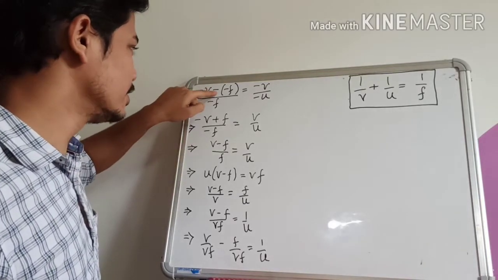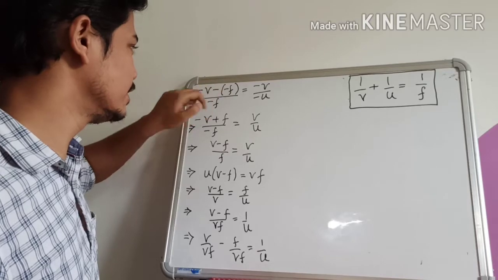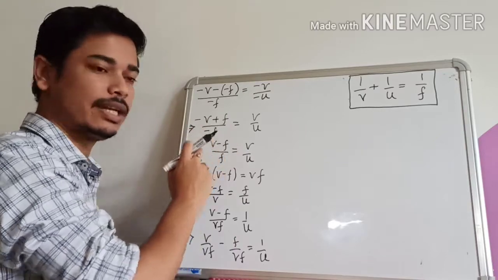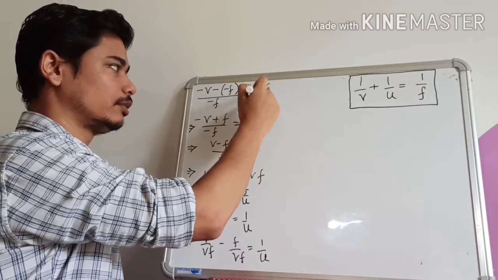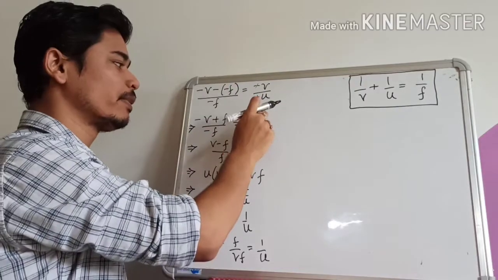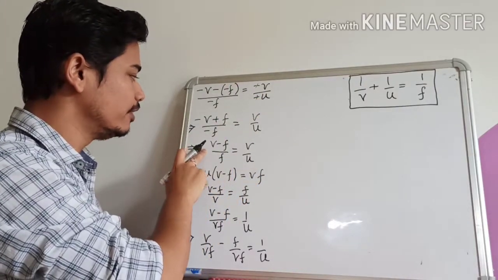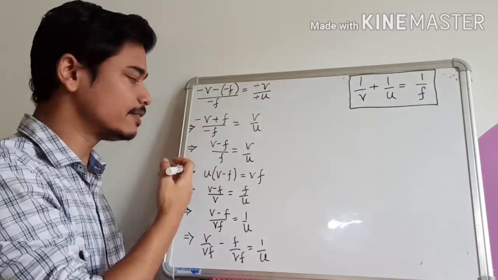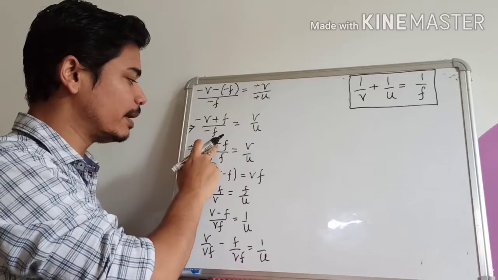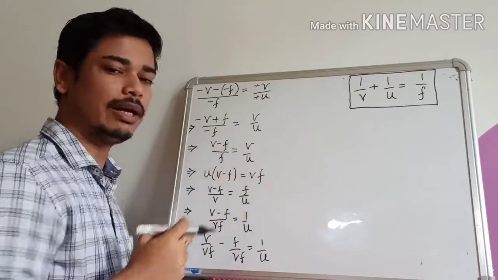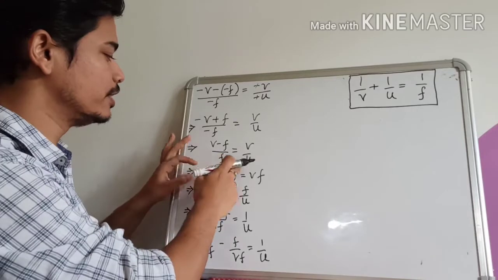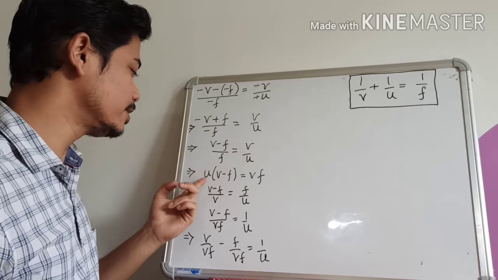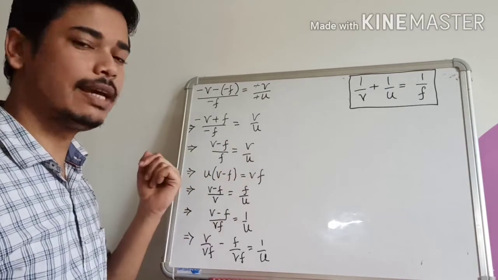Here minus v, minus of minus f, here we can take plus instead of minus into minus. So this becomes minus v plus f divided by minus f is equal to, if we cancel the negative signs, v by u. Here we have taken the negative sign to be common, so negative and negative get cancelled out. We have v minus f divided by small f, that is equal to v by u. Here we have just cross multiplied, so this becomes u into v minus f is equal to vf.